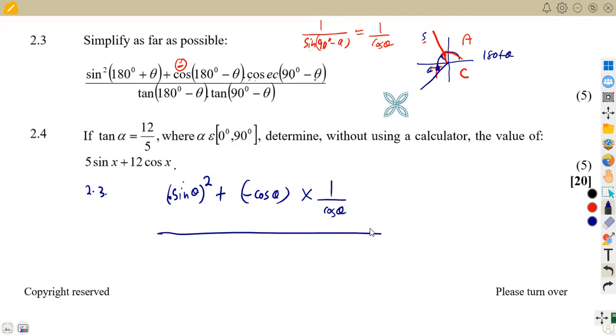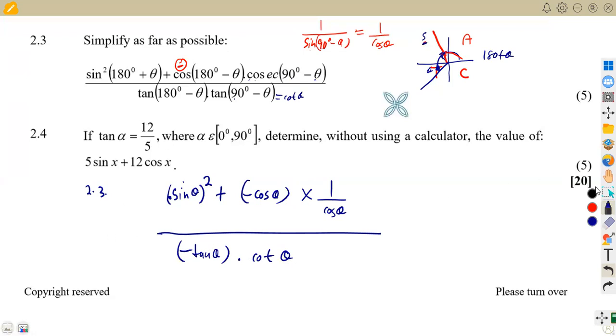Everything over tan of 180 minus theta. We are still in the second quadrant, where we said the second quadrant is for sine, which means tan is going to be negative. So this is going to be negative tan theta. Then tan of 90 minus theta, guys, you must know this is equivalent to cot theta. So this is the stage where we are.